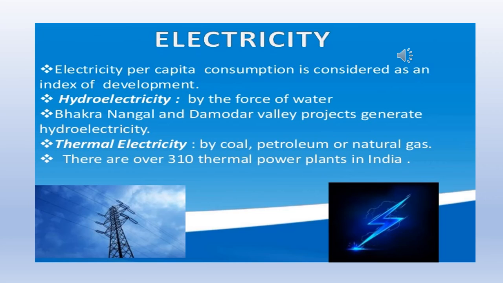So at last, students, let's complete the conventional sources of energy with the electricity portion. Electricity is generated mainly in two ways: by fast flowing water, known as hydroelectricity, and by using coal, petroleum, and natural gas, known as thermal electricity. In our country, there are over 300 thermal power plants working right now. Electricity's per capita consumption is also considered an index of development.